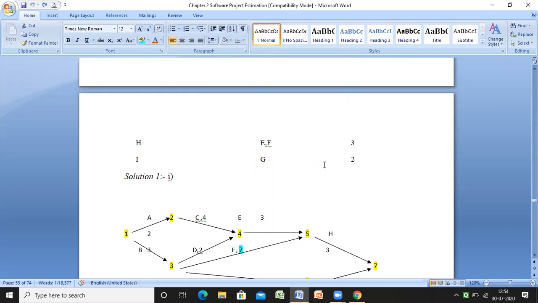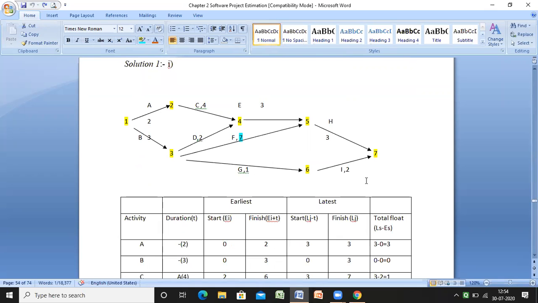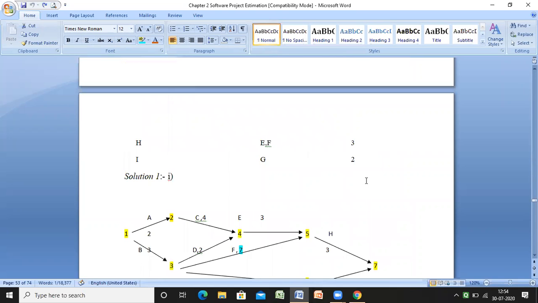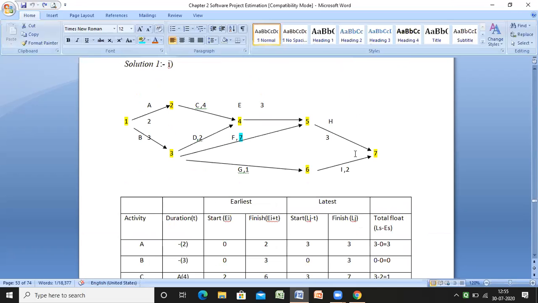So first of all, I would like to draw that. It takes some time to draw such a diagram in MS Word, but I will try my best. A is the first activity, B is another activity, both with predecessor dash, and the durations are 2 and 3. I mentioned the first node in yellow color, which has the activities A, with duration 2, and B, with duration 3. They reach the second node and third node respectively.